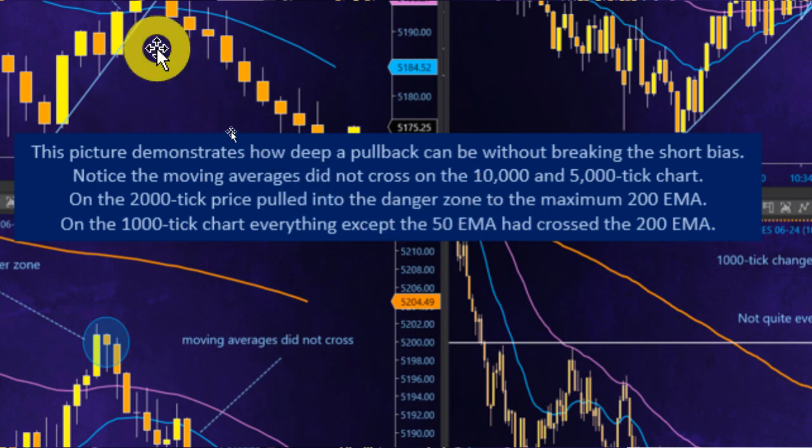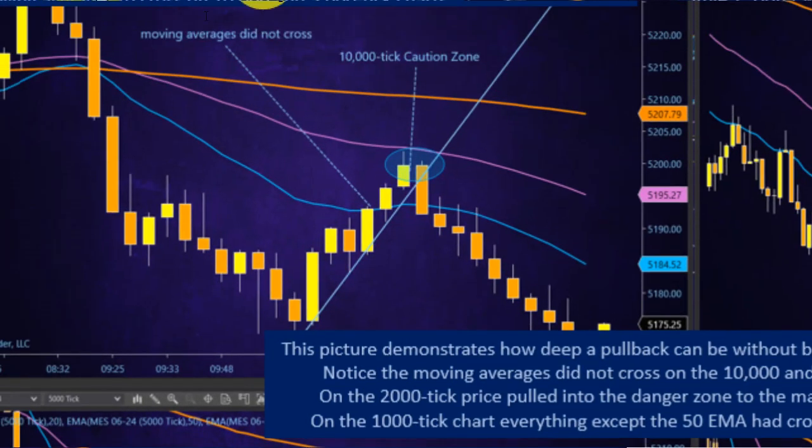Rule 1, we do not want on a pullback. We're shorting right here. We're getting ready for a short idea. We're waiting for a trend line break. We're waiting for price to pull back, create a trend line. And how deep can it pull back before we should no longer try to short it?